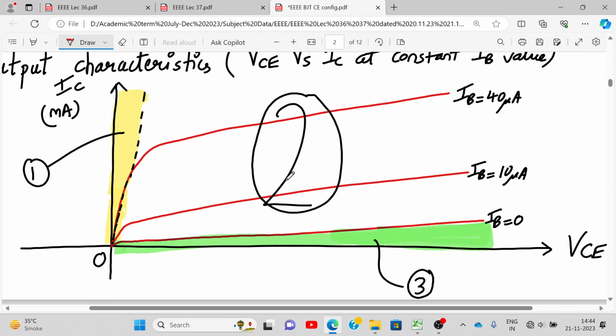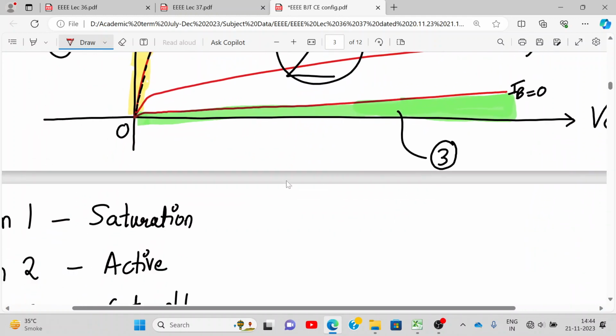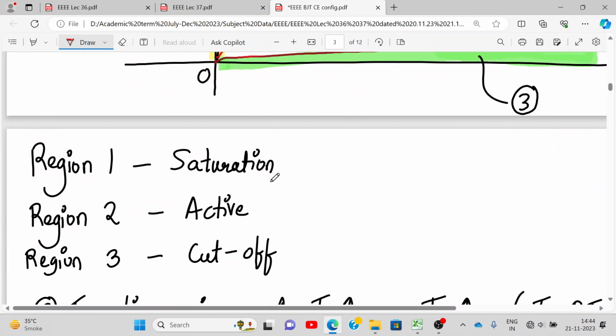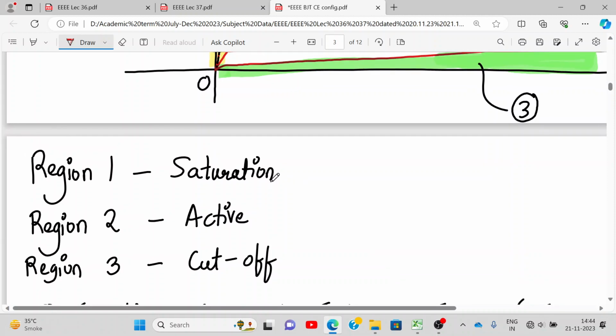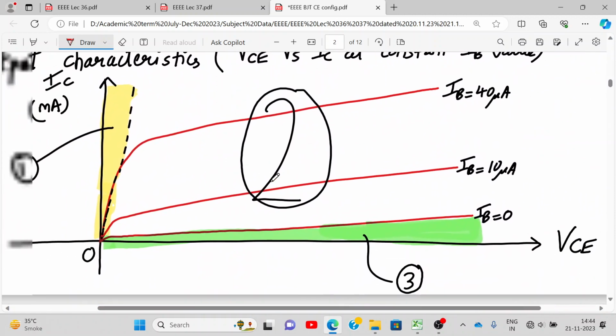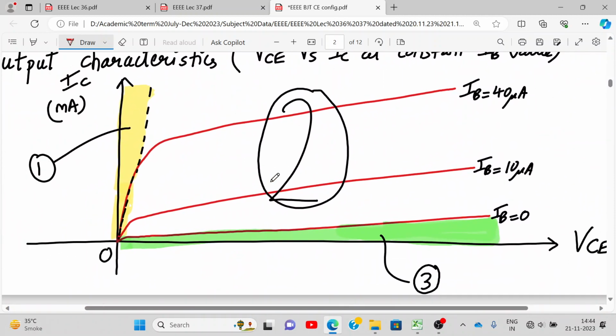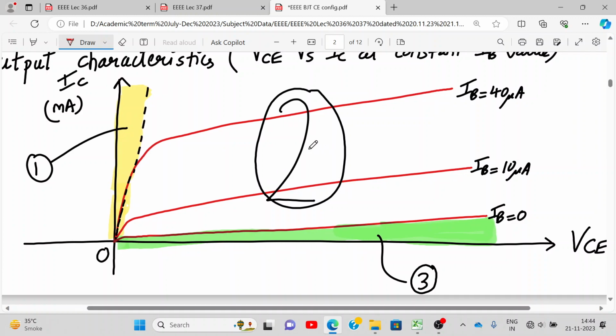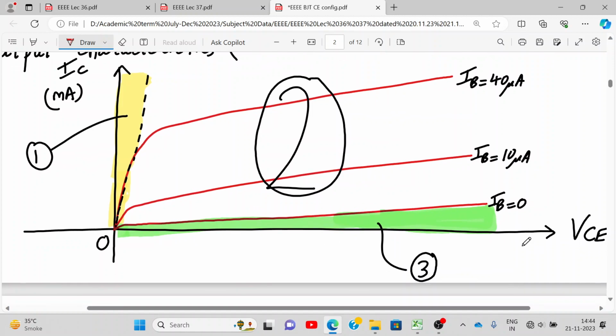Now, how this comes, I'll explain. You can refer to it later, right? Region number 1, 2, 3. So from the output characteristics, you can determine in which mode the BJT is operating, depending upon which region it is. So region number 2 is active, 1 is saturation, 3 is cutoff. Actually, I have shown it over here, but this region is almost parallel to the x-axis, very, very small, for IB equal to 0. Okay.